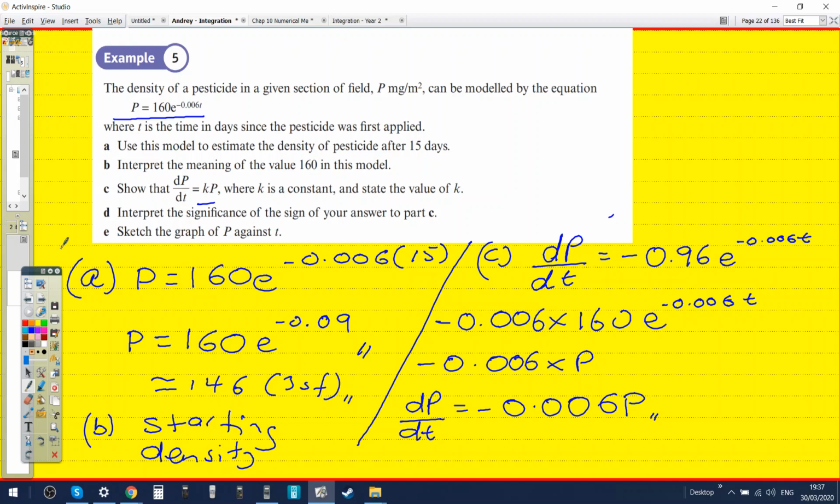Okay, how about D? So is that part E or part C? That's part C, isn't it? Yeah. Would I just say that's the initial equation, or interpret the significance of the sign. This has a negative sign, so do I say something like that means the density is constantly decreasing? I'm not sure. Yeah, so density decreases over time. And how about E?